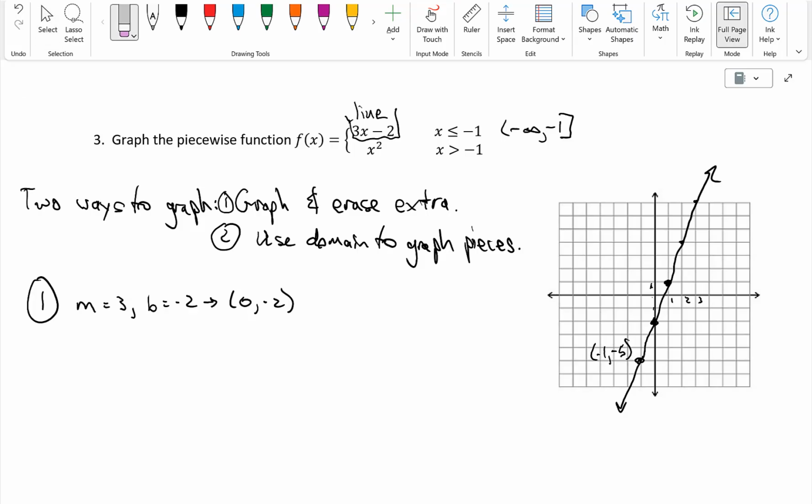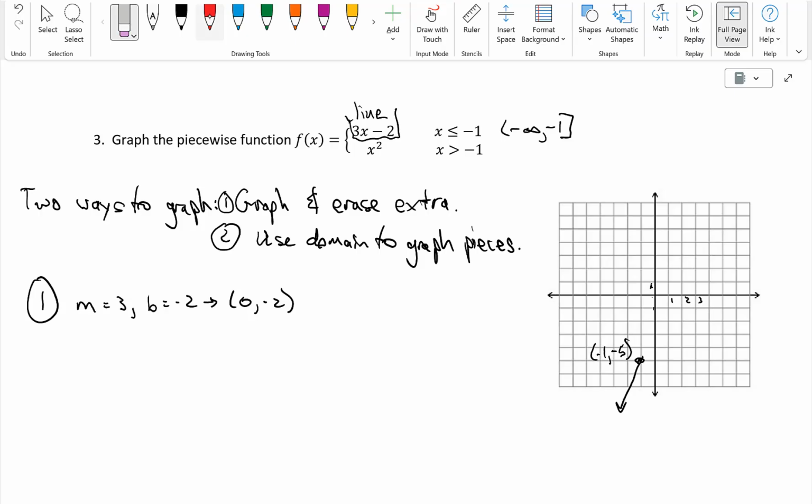I don't know if I can erase just a part. I don't think I can. So pretend you erased with me from everything right of -1. So we just want this piece of the line, right? The whole line would be if just f of x was 3x minus 2. But since it's defined piecewise, we're only taking the piece to the left of -1. Because we've got the less than or equal to, or that bracket when we wrote out that piece of the domain, we've got a closed circle there to include the point.